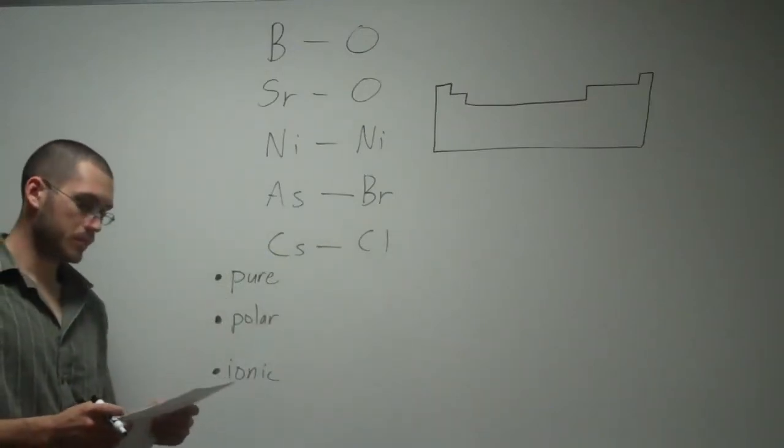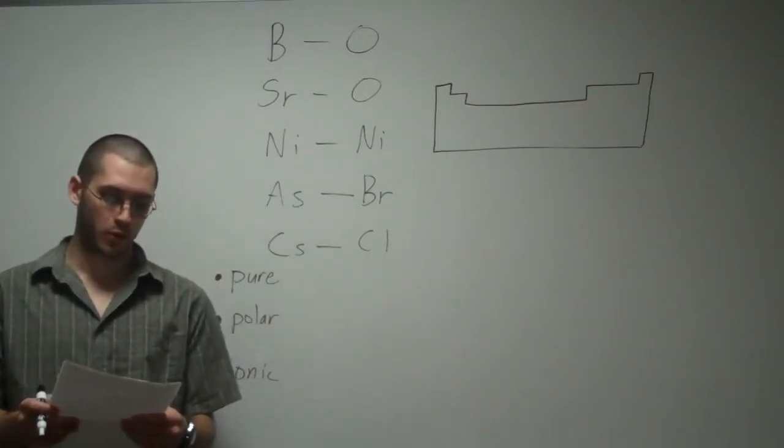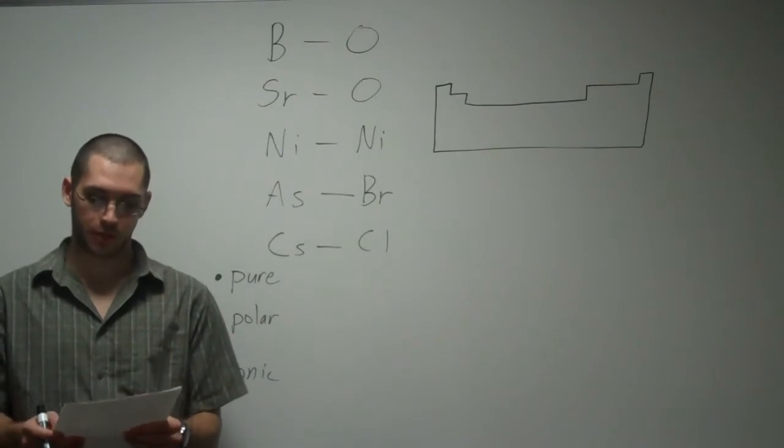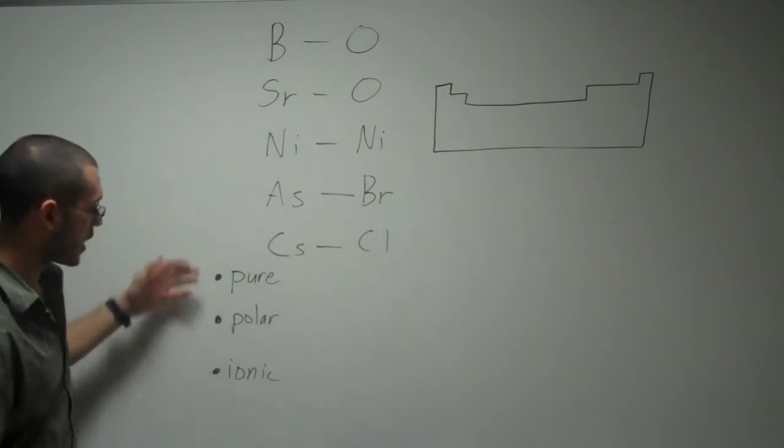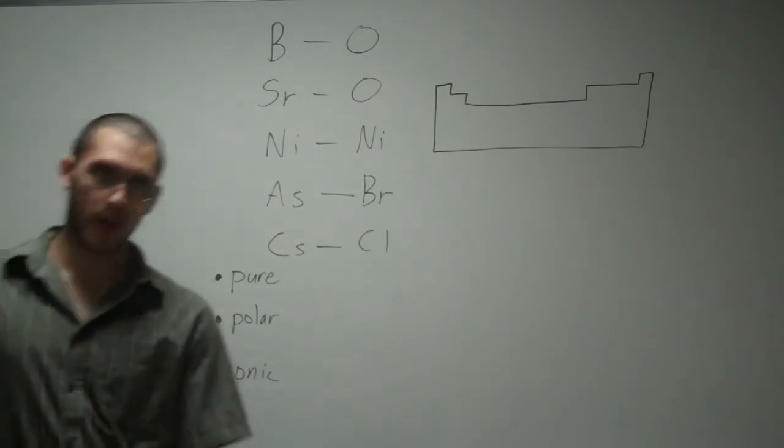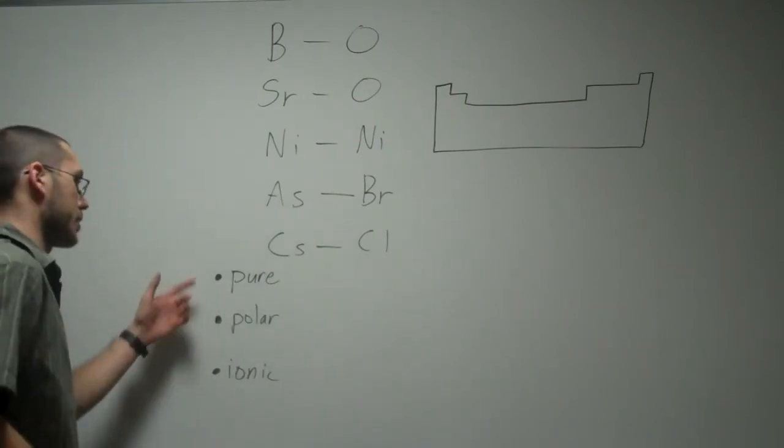This is number 17. Number 17 reads, determine whether a bond between each of the following pairs of atoms would be pure covalent, polar covalent, or ionic. In order to answer this question, we need to be familiar with this terminology.